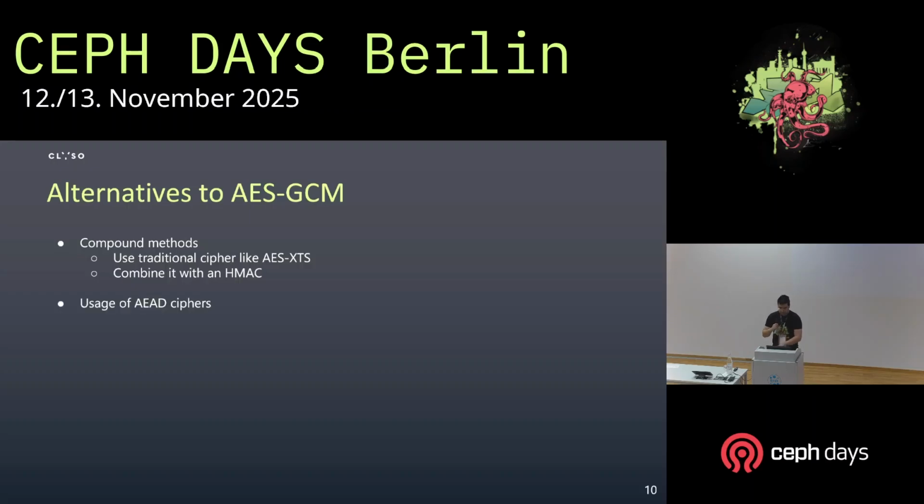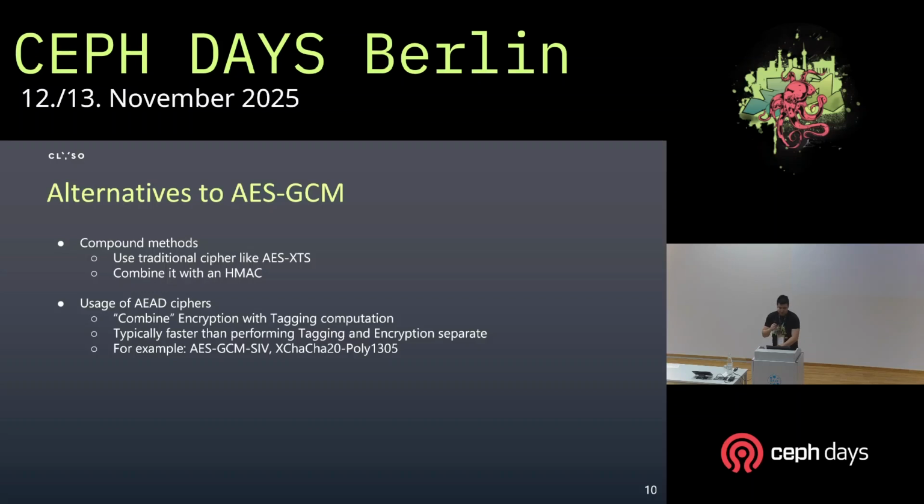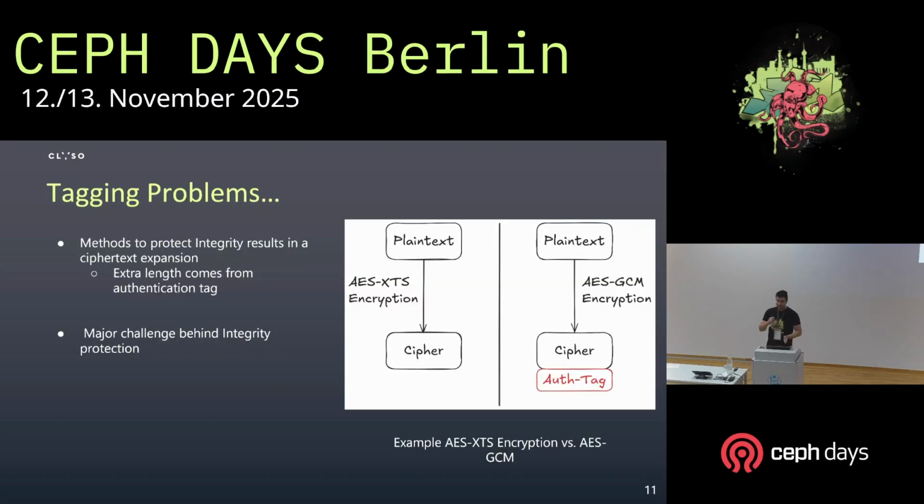Or you use some other sort of AEAD ciphers. And there essentially you combine this encryption process with the computation of this HMAC. The verb for computing an HMAC is tagging, just so that you know about it for later. It's typically faster, but it also has its problems. And the major problem with all the methods I just mentioned is ciphertext expansion. Typically in AES-XTS or other ciphers where you only establish confidentiality, your input size is your output size.